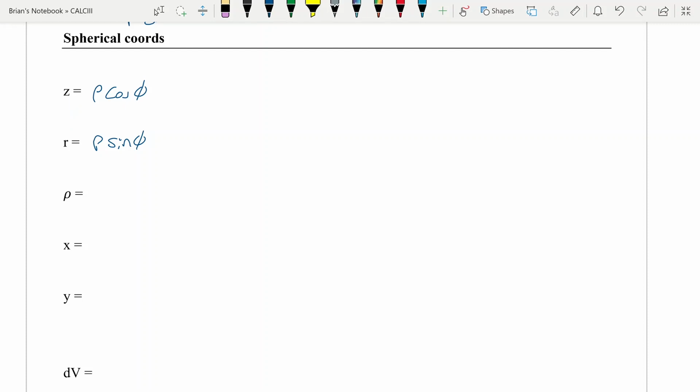Then if we're talking about just going from Cartesian, we have x squared plus y squared plus z squared equals rho squared. That makes sense, Pythagorean theorem. Remember that in cylindrical, x is equal to r cosine theta, and now r in spherical is just rho sine phi. So we just say x is equal to rho sine phi times cosine theta. The same thing goes for y, where instead of r sine theta, it's rho sine phi sine theta. So you can just imagine that basically this is equal to r.